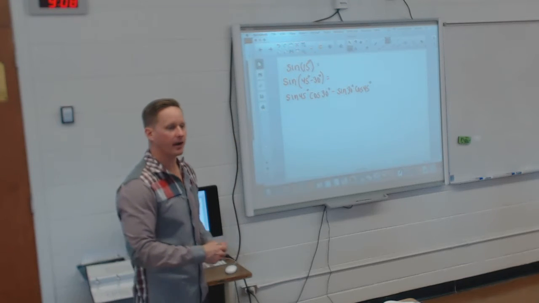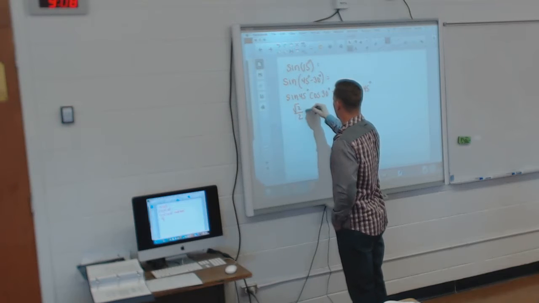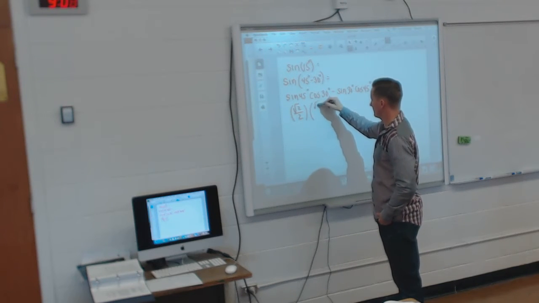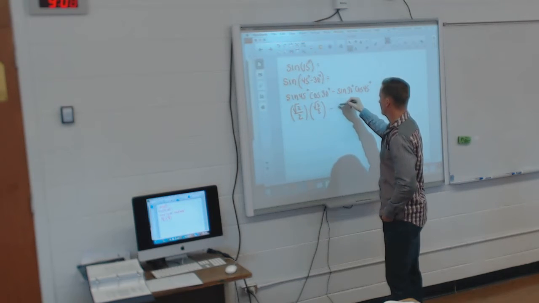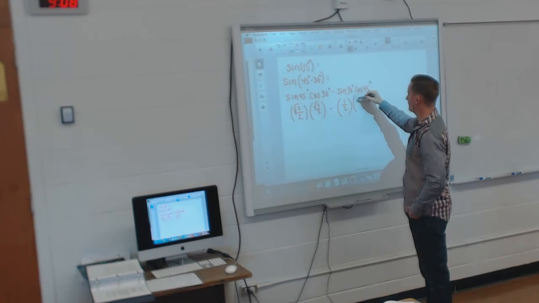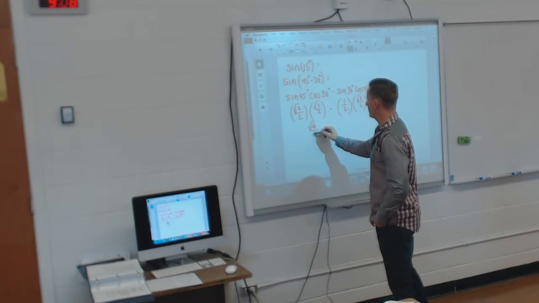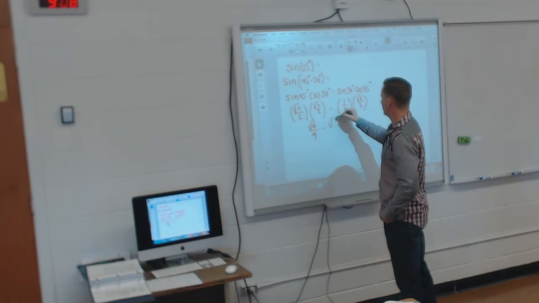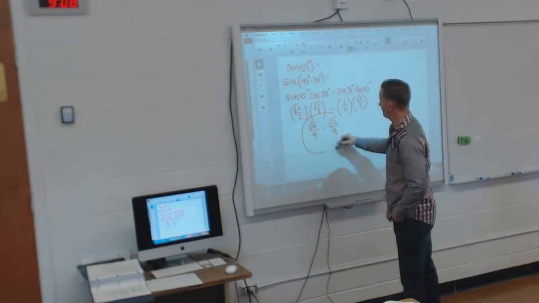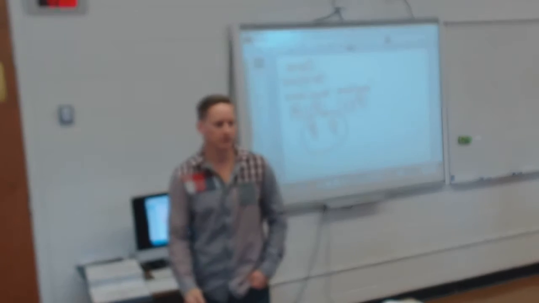What's the sine of 45? Root 2 over 2. Cos 30? Root 3 over 2. Sine 30? One half. Cos 45? Root 2 over 2. So I get root 6 over 4 minus root 2 over 4. There's the exact value of the sine of 15 degrees.